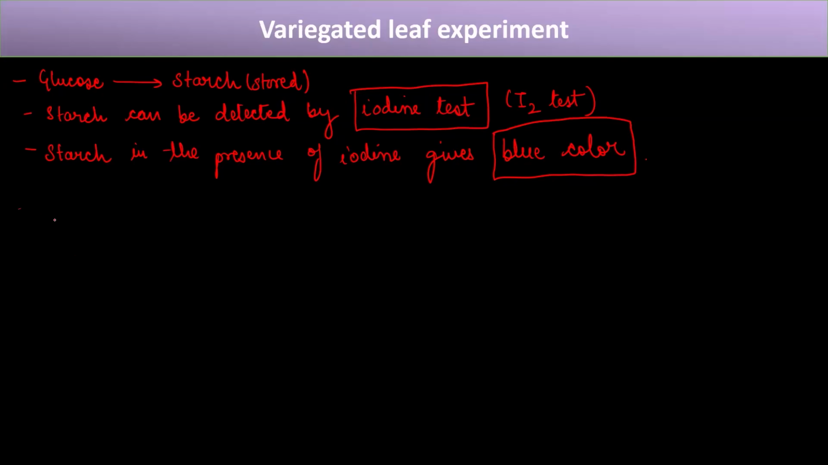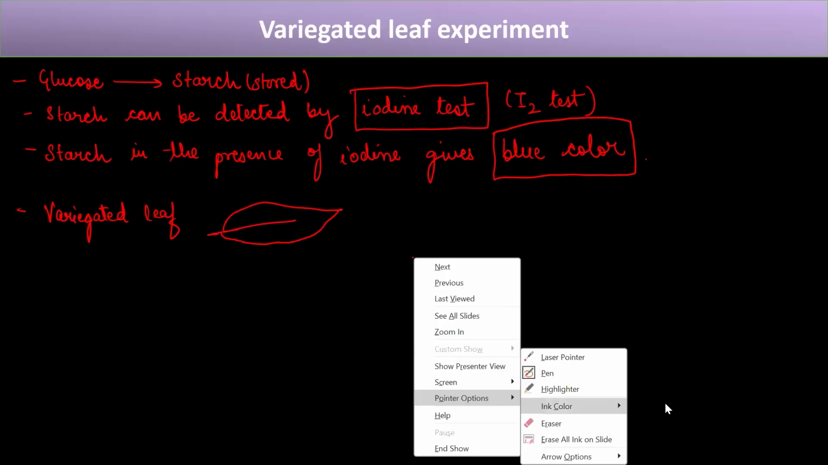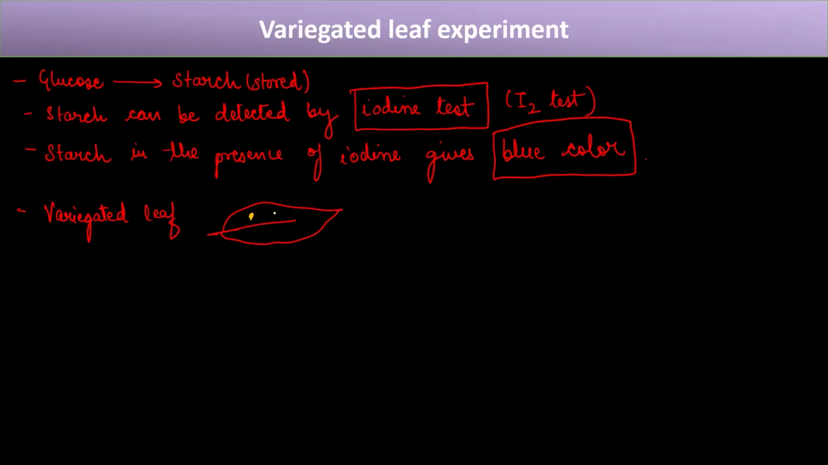So first of all, what is a variegated leaf? A variegated leaf looks something like this. This is your normal leaf, and this leaf is all green, but in certain regions you will find yellow spots.